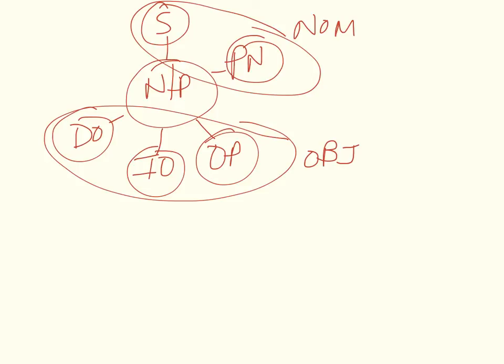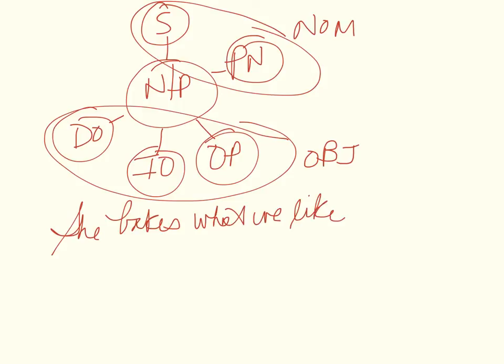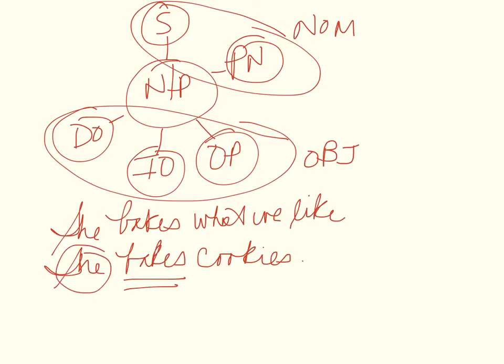Let's look at a sentence such as, she bakes what we like. She bakes cookies. In the second sentence, bakes is the verb, she is the subject. Bakes is an action verb. Bakes what? Bakes cookies. The same concept is going to apply in the sentence above. Bakes is the verb, she is the subject.